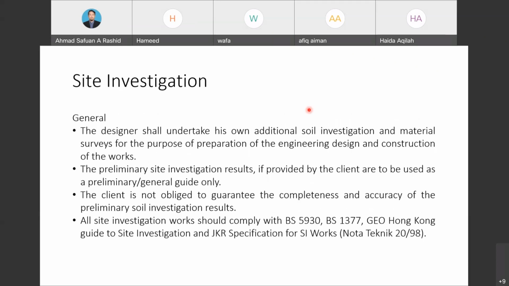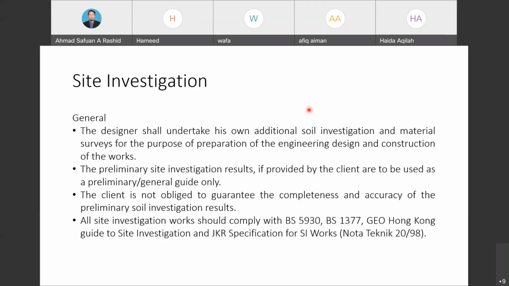Okay. So site investigation, okay, in general, the designer should undertake his own additional site investigation or SI and material survey for the purpose of evaluation of the engineering design and construction of the work. Okay. So the preliminary site investigation result, if provided by the client, are to be used as a preliminary or general guide only. Okay. So additional SI should be carried out.